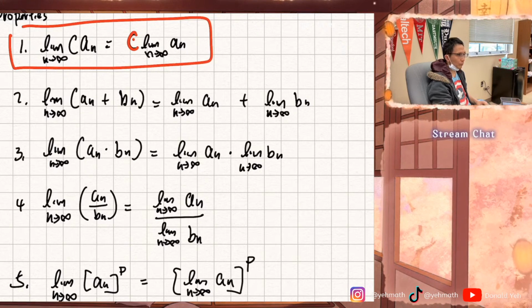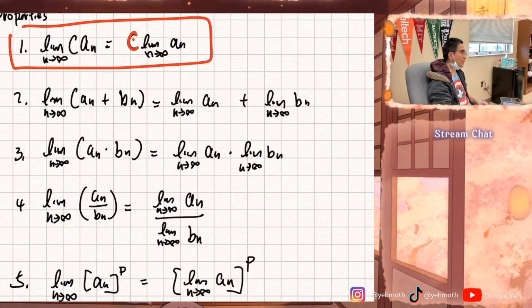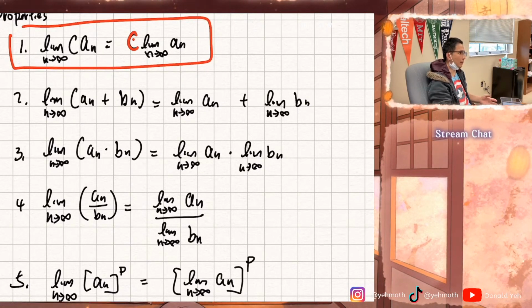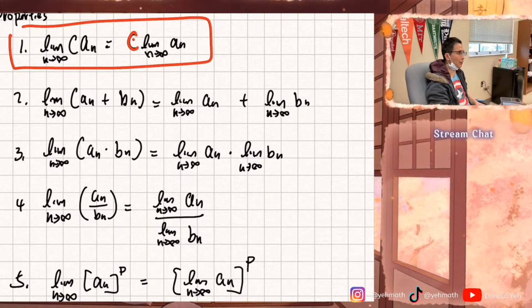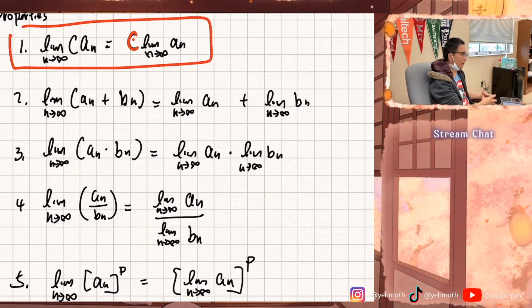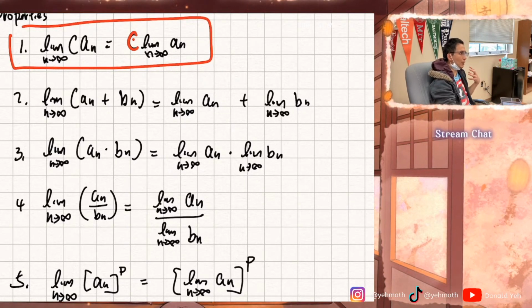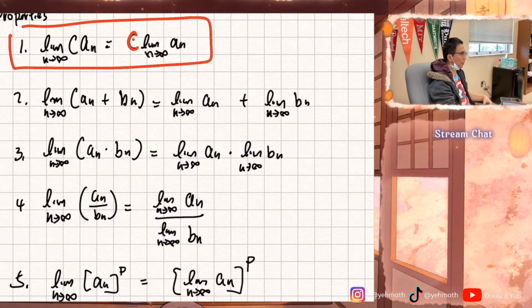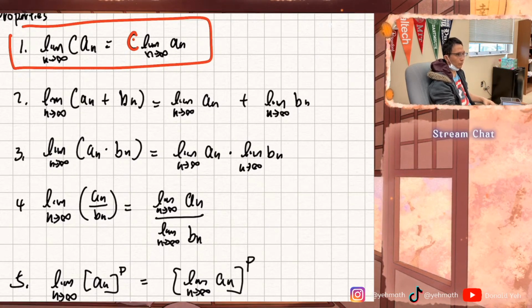Is this just saying that you can take out the constant? Yes. Just like a derivative. You take a derivative of 2x, you actually take a derivative of x. You don't take a derivative of 2. You just take the 2 out and take the derivative of x, which is 1. So 2 times 1 is equal to 2. That's basically the same rule as what you did before. It's no different.